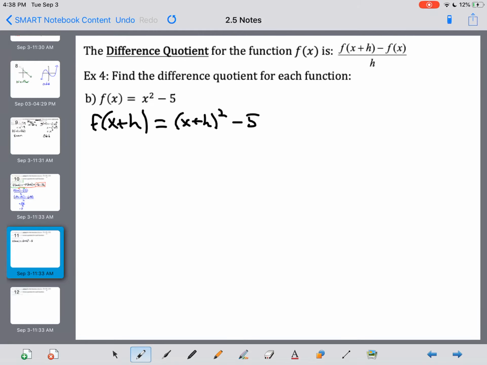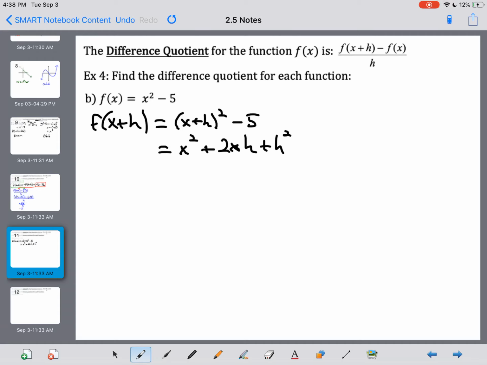Now remember, whenever I'm squaring a binomial, I cannot just square each term individually. We have to either think about this as x plus h times x plus h, or if you know the shortcut, the shortcut is square the first, take 2 times the product of the 2, so that would be x times h times 2, or 2xh, and then square the last.